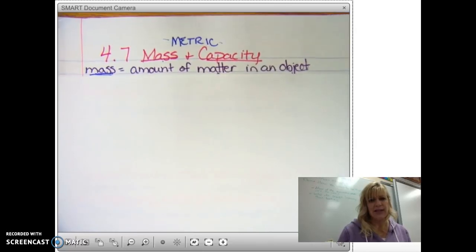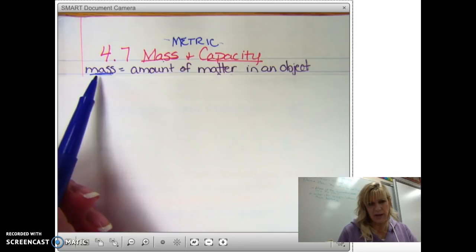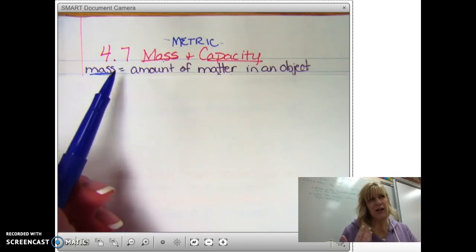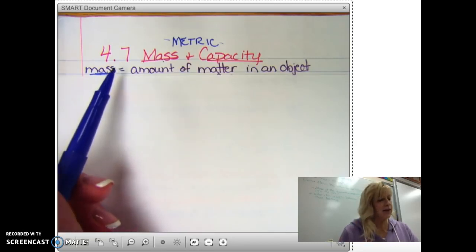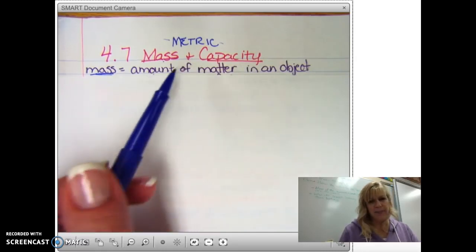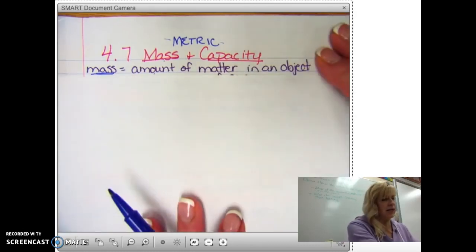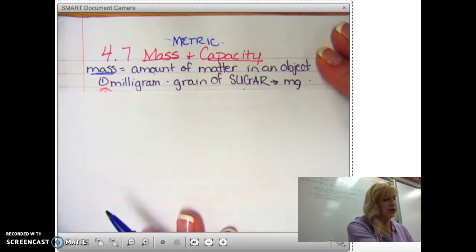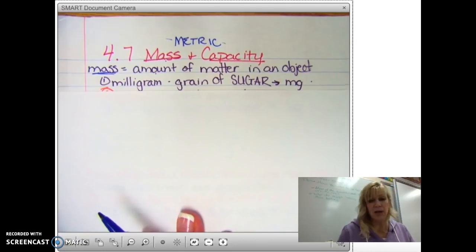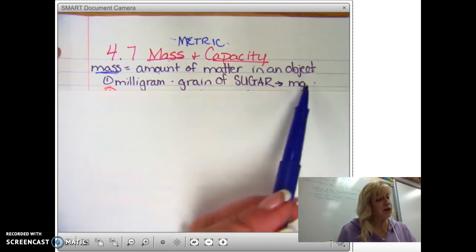We use it in science a lot, and it's more than just weight, but for our purposes you can equate it somewhat to the idea of weight, but it's actually the amount of matter in an object. So if we were talking about metric units, we first talk about the small unit, which is a milligram, which is about the weight or mass of 1 grain of sugar. The abbreviation for it is mg.